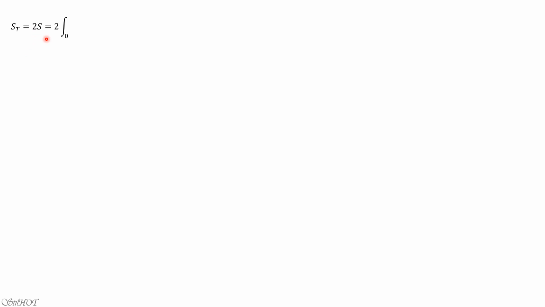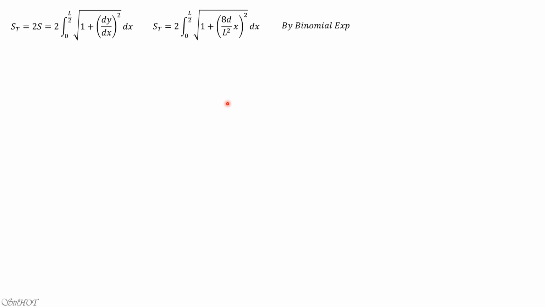So s total equals 2s equals 2 integral 0 to L over 2 square root of 1 plus (dy/dx) quantity squared dx. So replacing dy/dx by 8d over L squared times x, quantity squared, dx. And this is familiar from integral calculus when the integrand involves constant squared plus variable squared: you put the variable equal to constant tangent of theta. You can remember that. But by the binomial expansion theorem, let's have the approximate formula first.